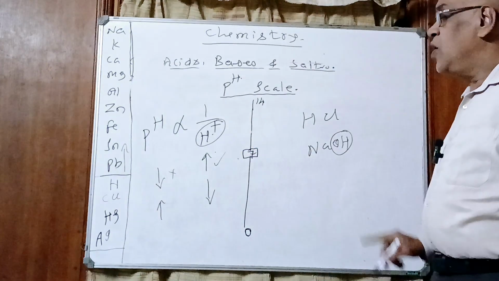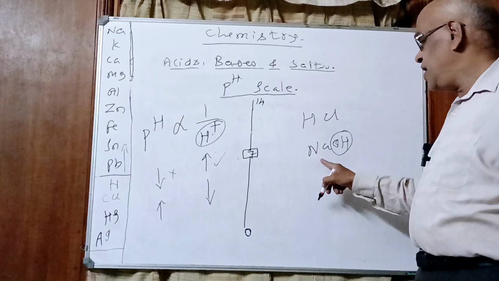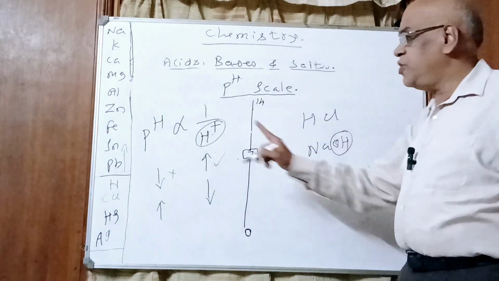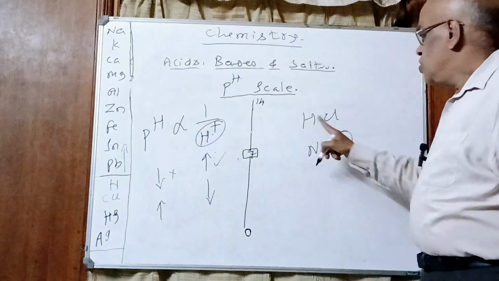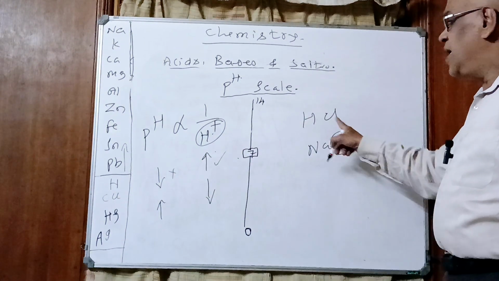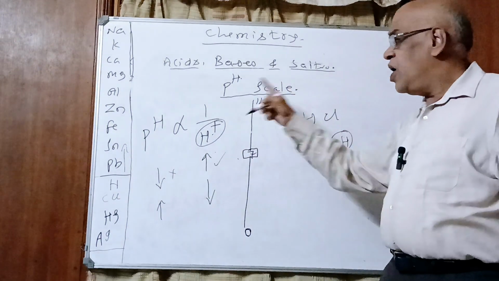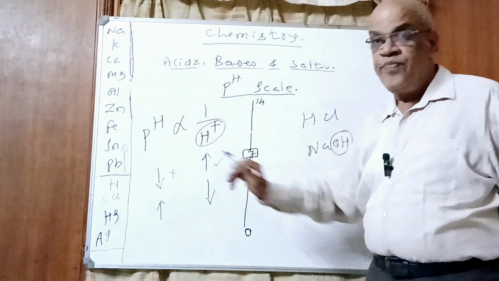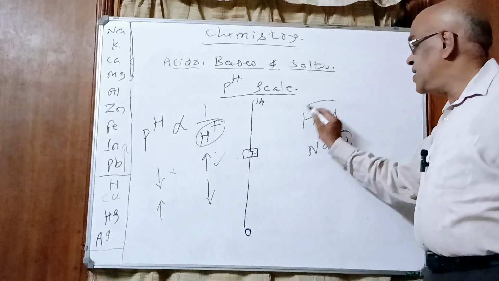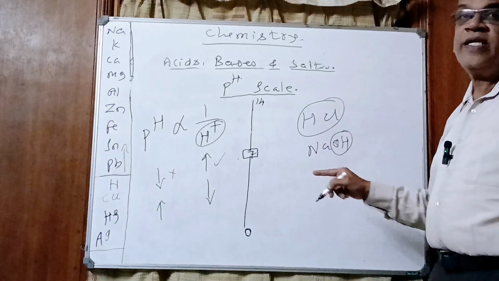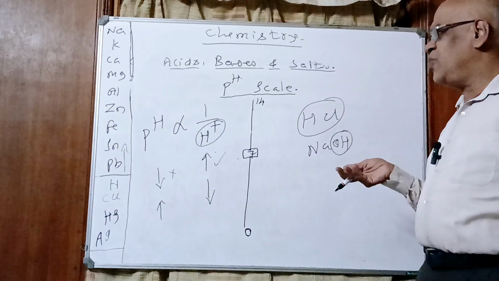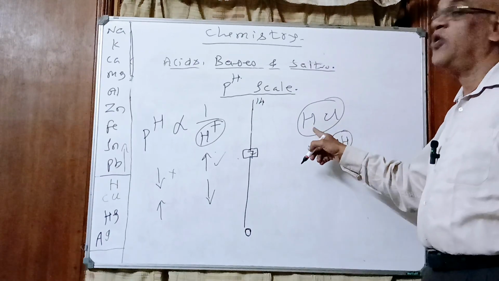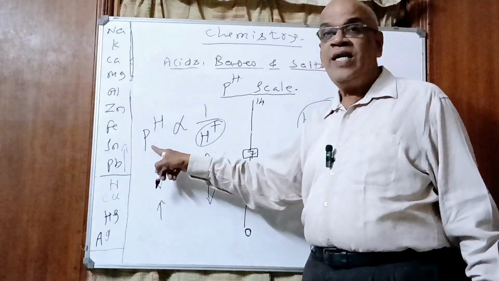See, children, one more thing. NaOH is a base. It will have less hydrogen ion, so its pH value will be more. Hydrochloric acid is an acid which will have a large amount of hydrogen ion concentration, so its pH will be less. HCl is an acid, but it doesn't mean that it doesn't contain hydroxide ions. Though it contains hydroxide ions, concentration will be less. It has more hydrogen ions, so its pH will be less.